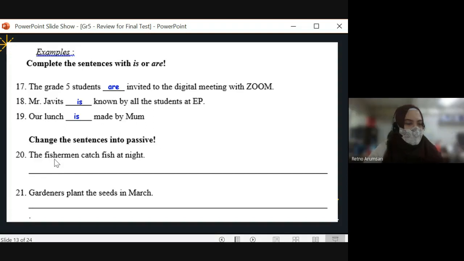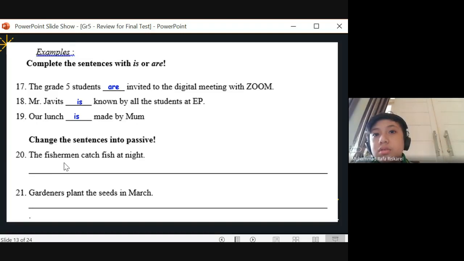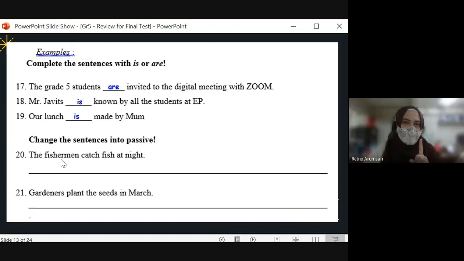After fish, what? What is after fish? Catch. Before that, don't forget the to be, the is. Now let's look at the verb first. Catch. Fisherman. Catch is a verb one or a verb two or a verb three? Group 1. Verb one. So you choose between is or are, right? Yes, because it is a verb one.